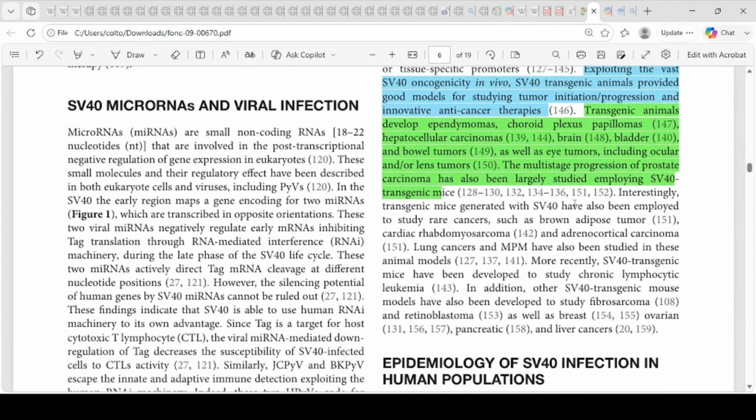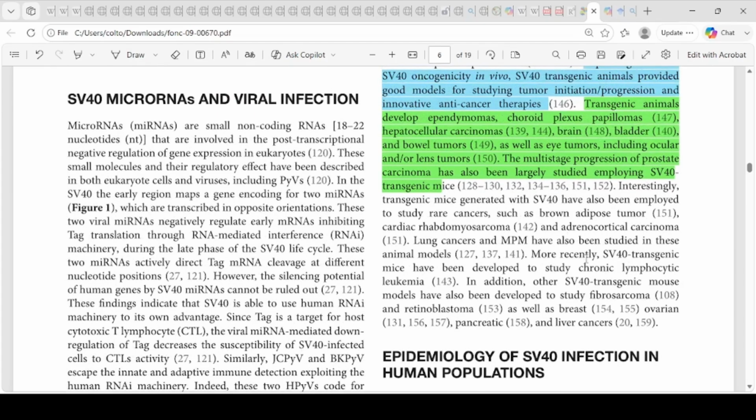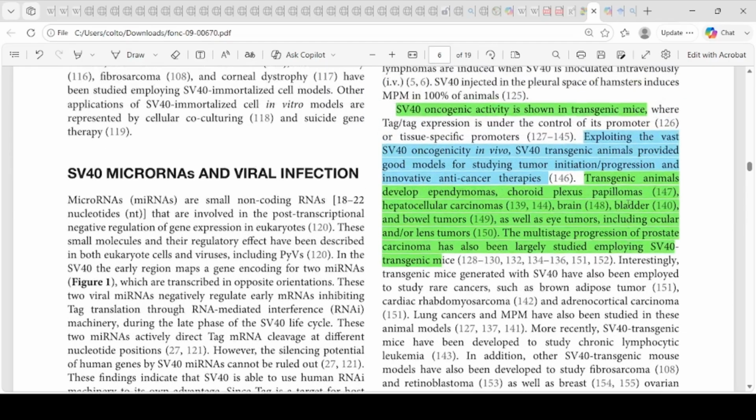And they continue that on. Okay, whether we're talking about brain cancer, bladder cancer, bowel tumors, adipose tumors, lung cancers. The point is, there have been plenty of animal studies that have shown that if you inject simian virus 40, you can cause cancer. Okay, so that strengthens the argument that simian virus 40 might be causing cancer even in humans.